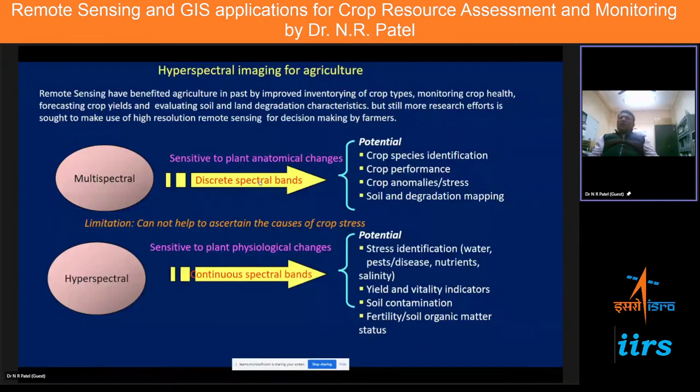Another important technology, now gaining importance, is hyperspectral imaging. So multispectral, microwave, all we have talked about. Now the new era is hyperspectral imaging, because hyperspectral can enable you to detect different causes of stress. Till today, what we have seen is hailstorm damage, drought stress, all those things.